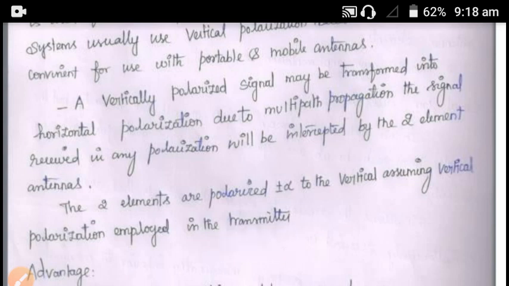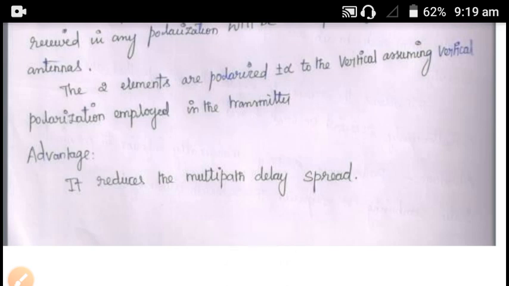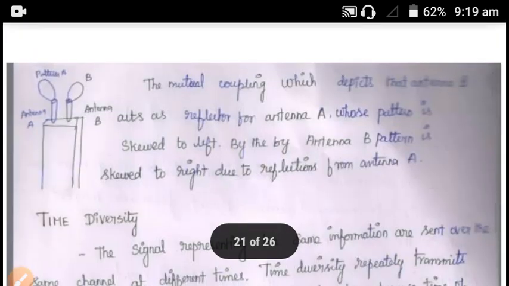A vertically polarized signal may be transformed into horizontal polarization due to multipath propagation. The signal received in any polarization will be interpreted by the two element antenna. Just read it, that's enough for that. The main advantage is that it reduces the multipath delay spread. Multipath delay spread is reduced by using this polarization antenna.